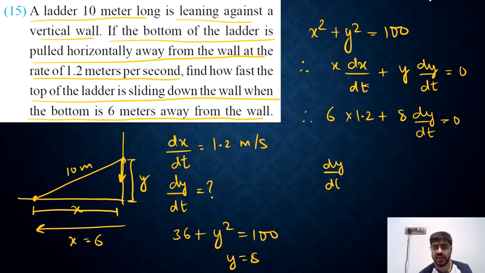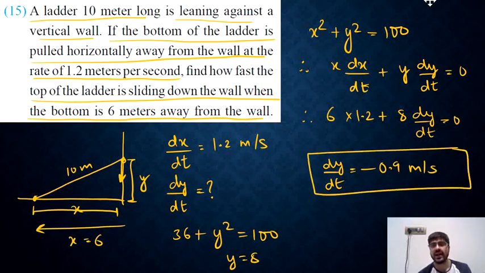So we have dy by dt as 6 into 1.2, which is 7.2, goes on the right, that becomes minus 7.2 divided by 8, so this will be 0.9. So we have minus 0.9 meter per second as dy by dt, and yeah, that's the rate at which the top of the ladder is going to keep sliding down. And yeah, that's how we are answering the 15th question.